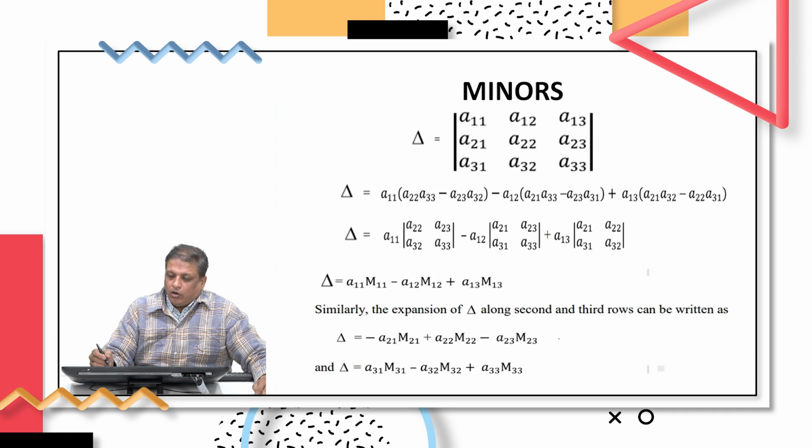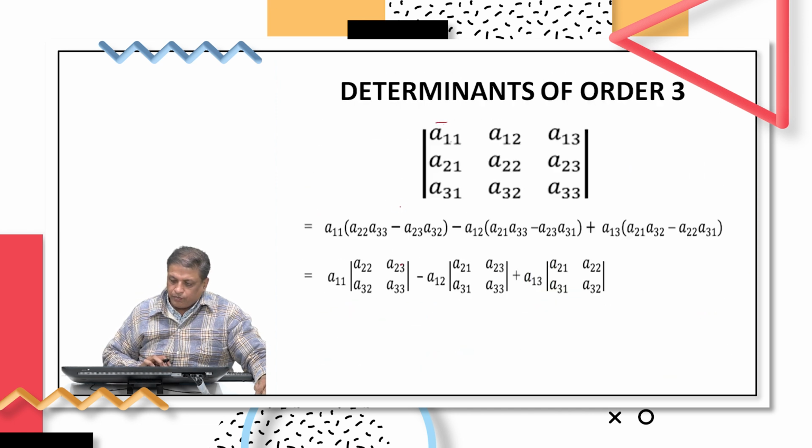Similarly, as we had solved for determinants of order 2 and order 3, similarly we can find the minors. Likewise, say delta is A11, A12, A13, A21, A22, A23, A31, A32, A33. So determinant delta will be the same expression as discussed over here.